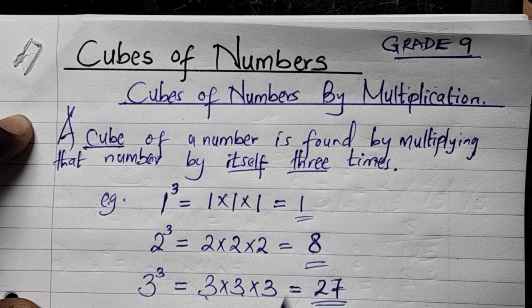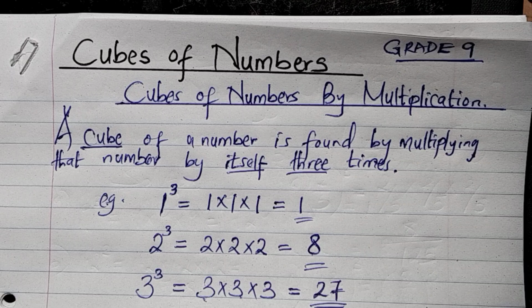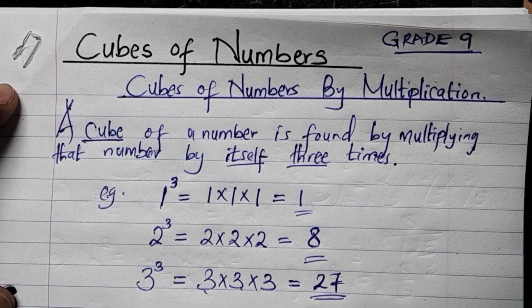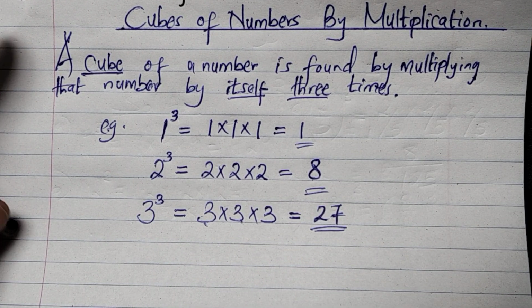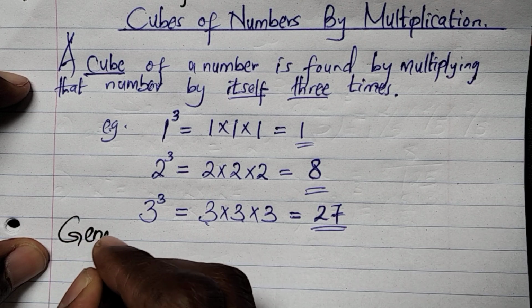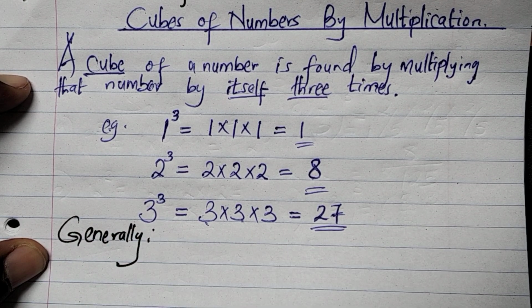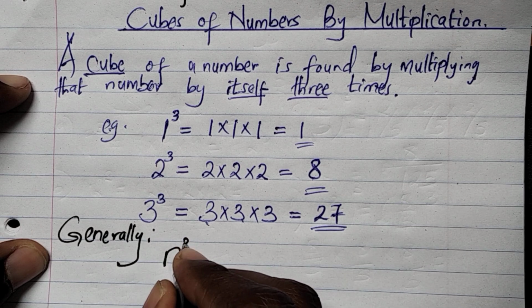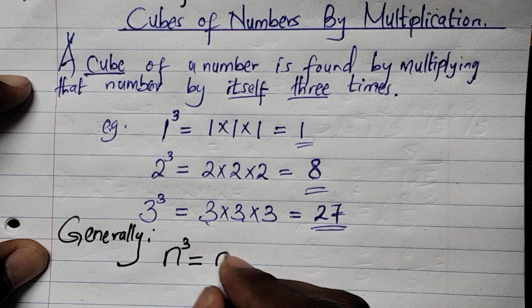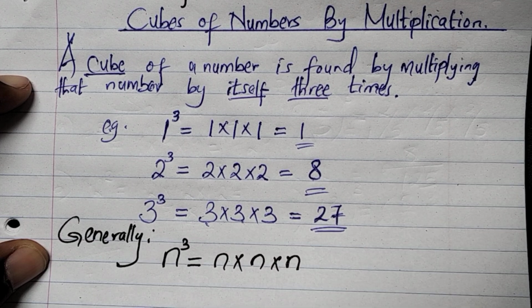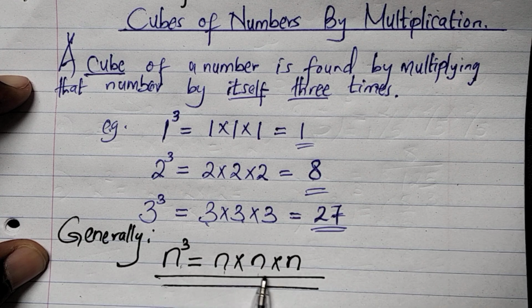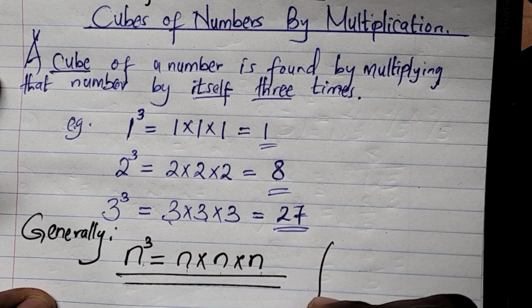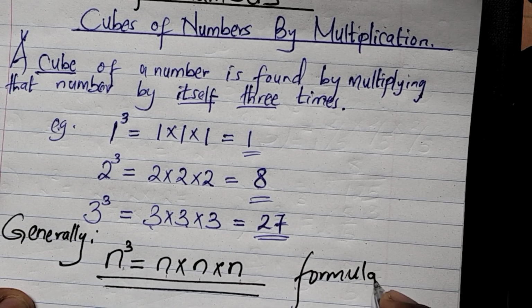So that is the method that I wanted us to look at today. Before we go to other examples, I would wish that we write a formula that we shall apply in all those examples. Generally, n cubed is equivalent to n times n times n. This means that if you have a number n and you're looking for its cube, you will multiply that number n by itself 3 times. So this is the formula we shall apply in all the examples that we shall go through.